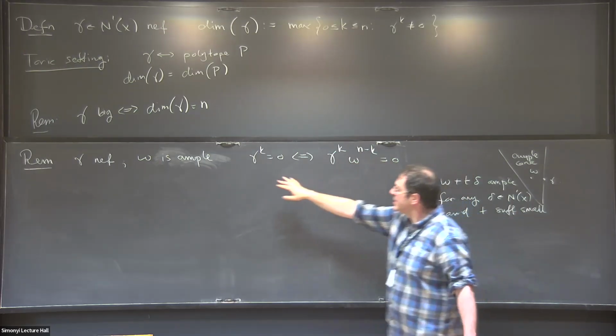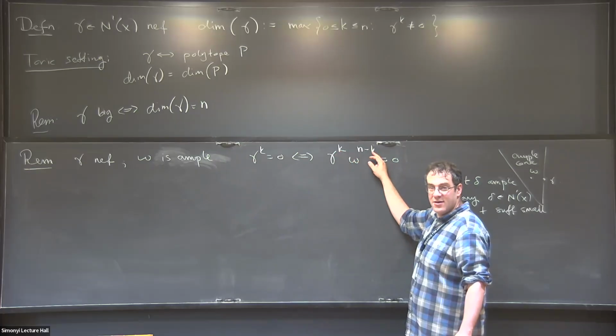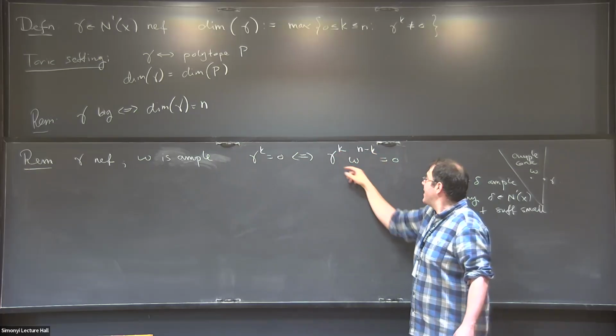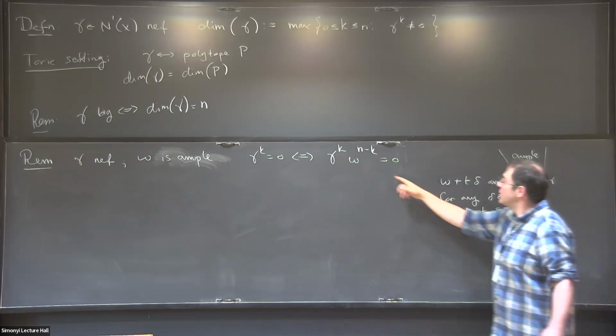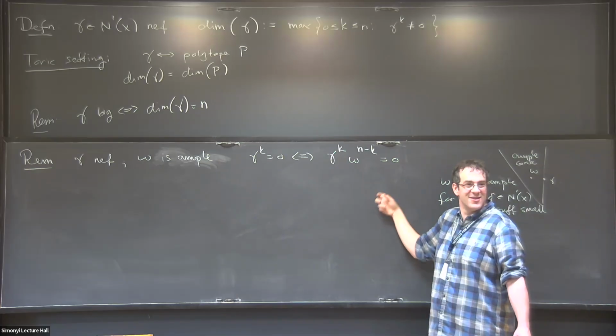This is saying that that particular ample class minimizes gamma to the k omega prime to the n minus k. So I can just differentiate because of this property, with respect to omega. That means I can replace omega by any other omega. And I just keep doing this, right?